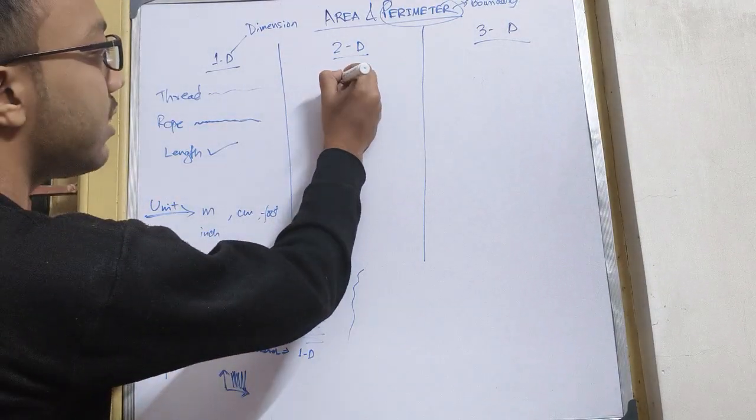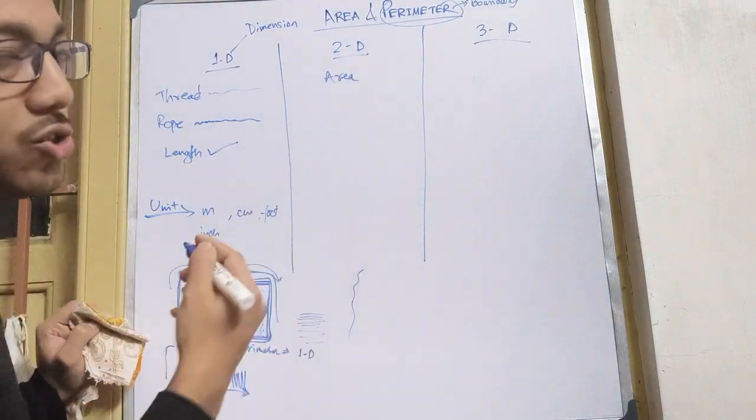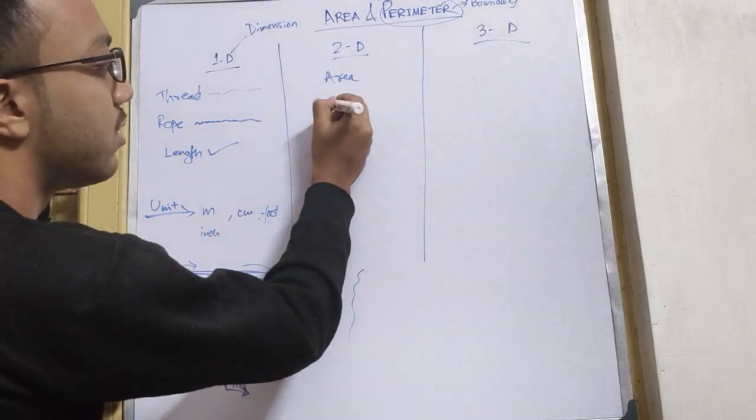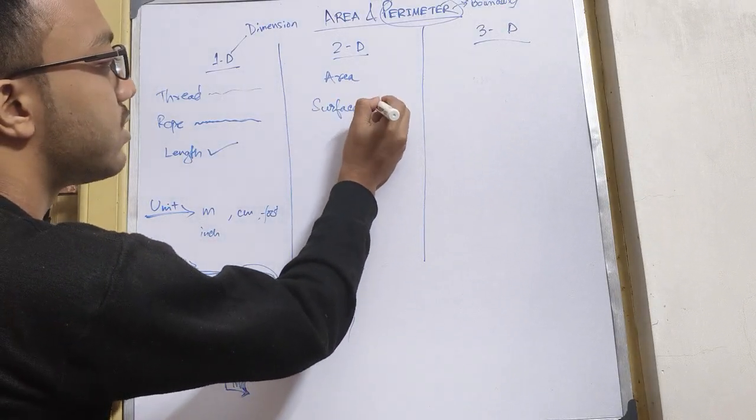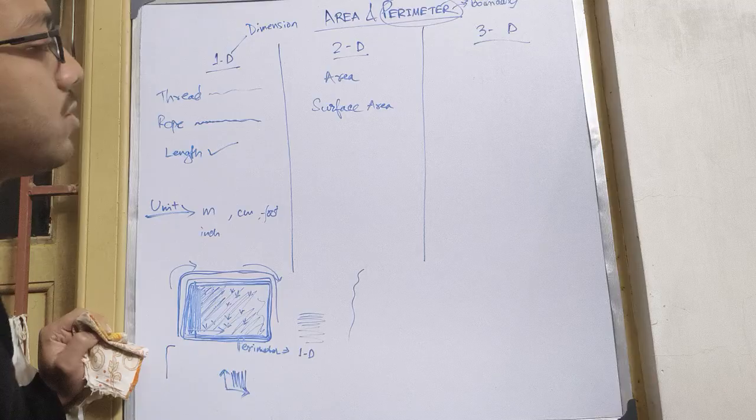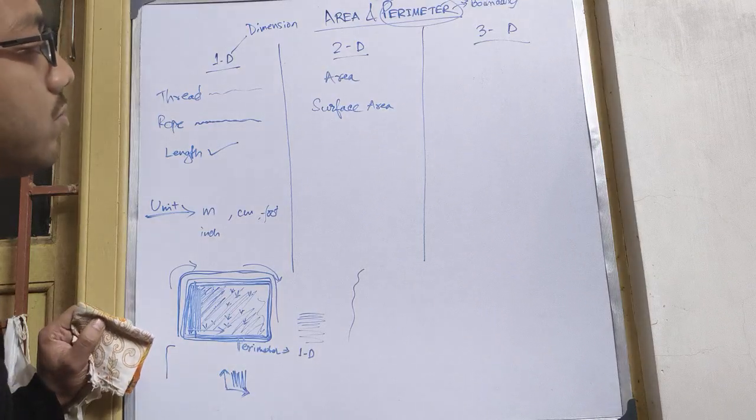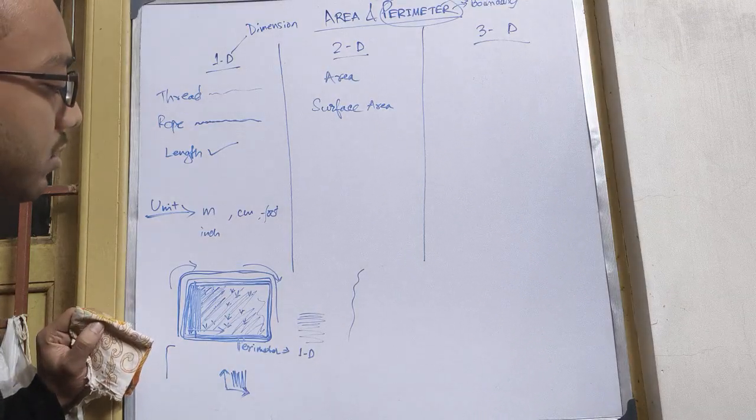So 2D objects are area. Also in geometry you will learn surface area, like that, terms like area and surface area.